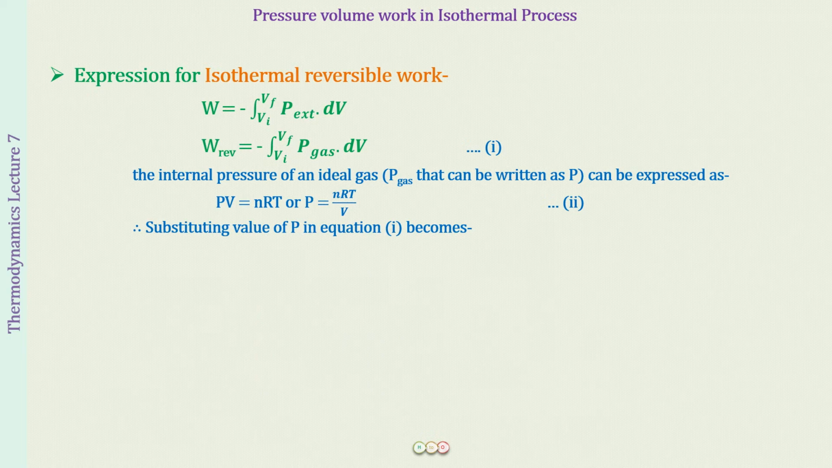Agreed. So we will be substituting this in equation number 1, and what we will be getting is work reversible equal to the integral from Vi to Vf of nRT into dV by V, with a negative sign. So this is going to be the work done in a reversible process. This is still only a reversible process in the case of an ideal gas.